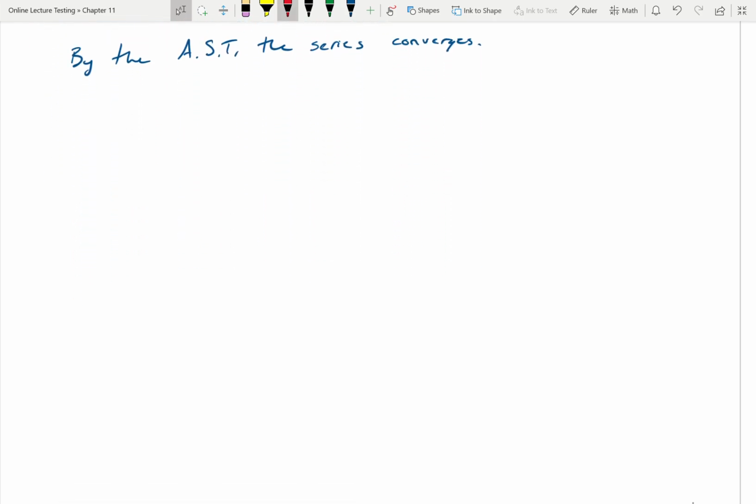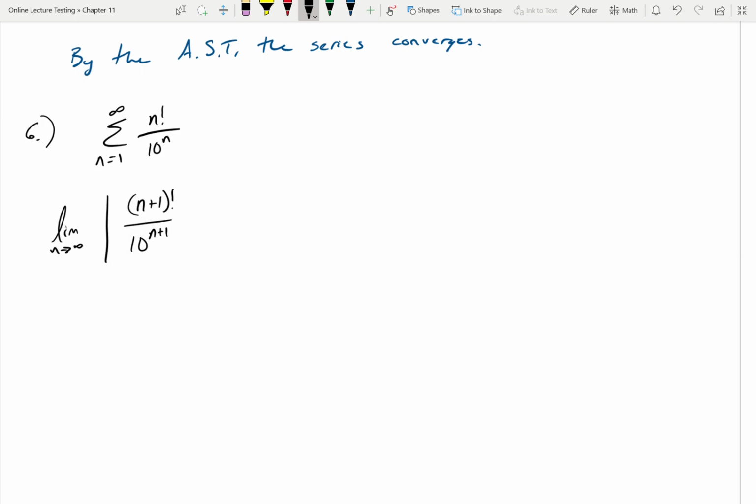All right, number 6. Summation as n goes from 1 to infinity of n factorial divided by 10 to the n. I said we were going to use the ratio test, which is a perfect one for this because of the factorial. So here I'm going to get the limit as n approaches infinity of the absolute value of a sub n plus 1, so (n plus 1) factorial divided by 10 to the n plus 1, times the reciprocal of a sub n, which is 10 to the n over n factorial.